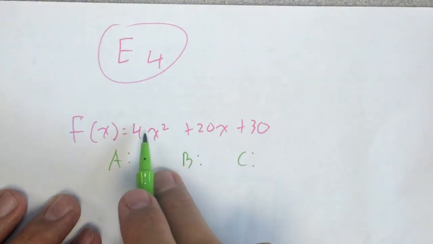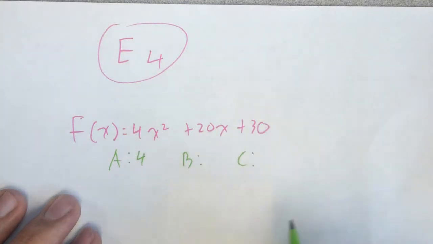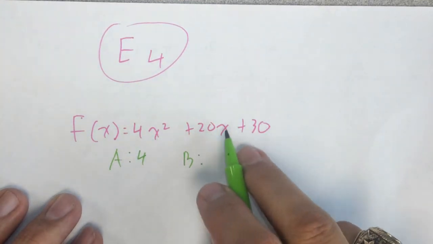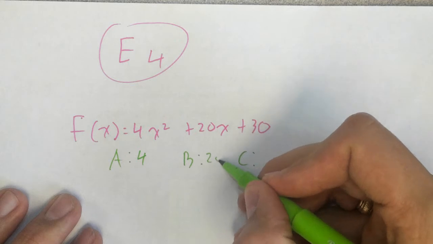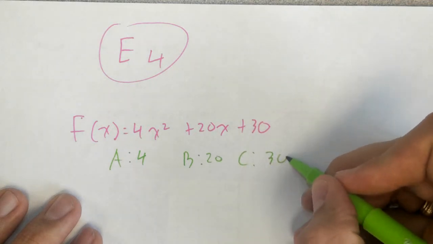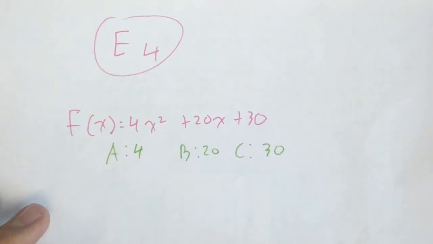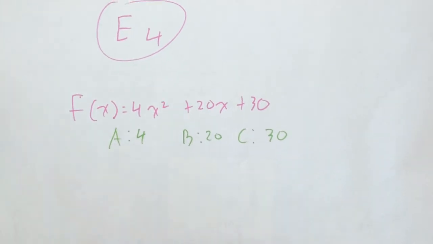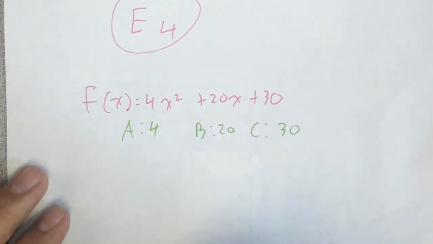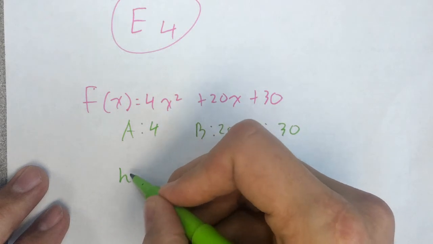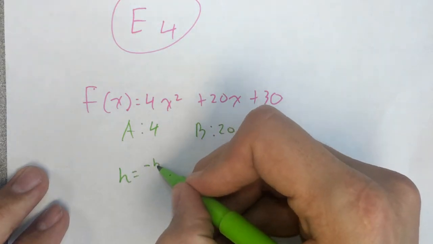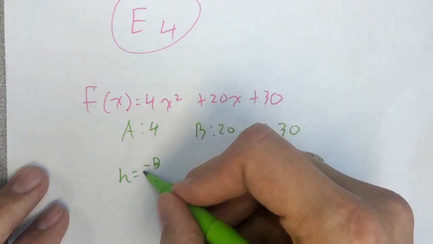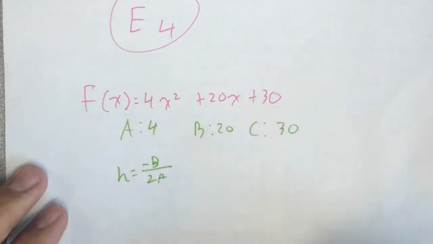A is the leading coefficient for the x squared, which is 4. B is my coefficient in front of the x term, and C is the constant at the end. Wonderful. So now we need to find H and K. We start with finding H. H is found by using the axis of symmetry. My axis of symmetry, or H, is negative B over 2A.